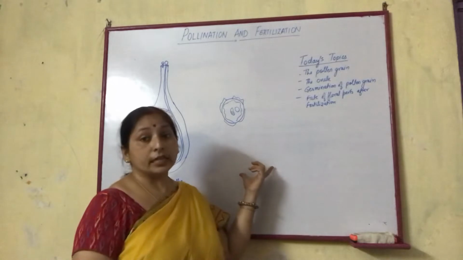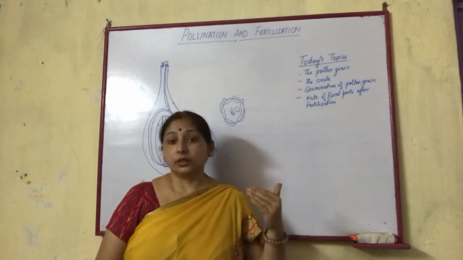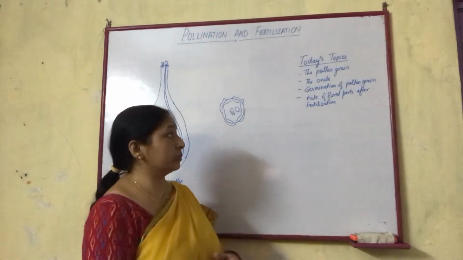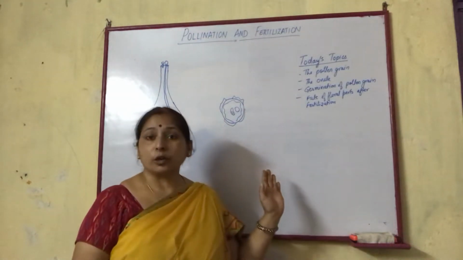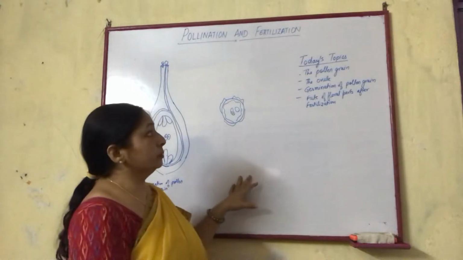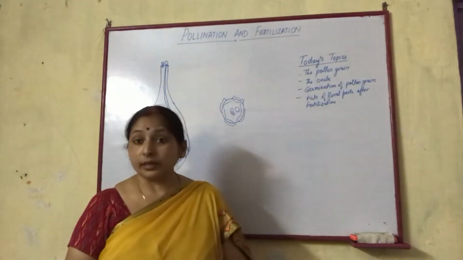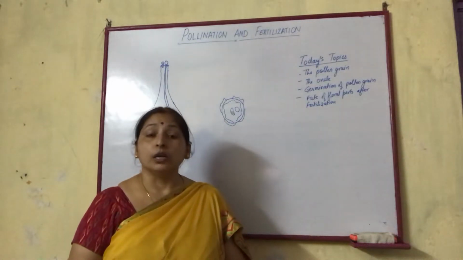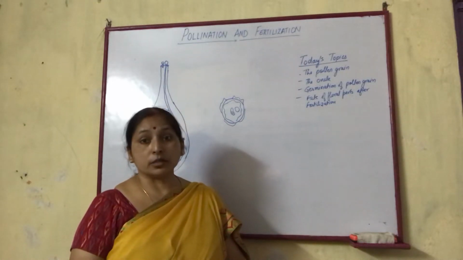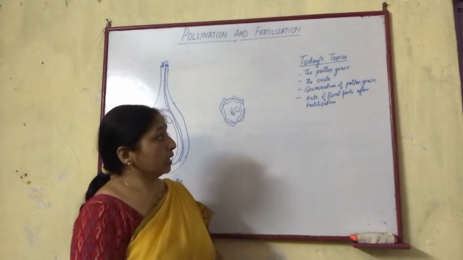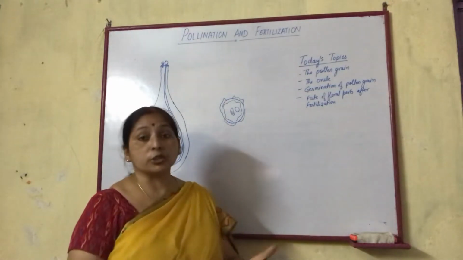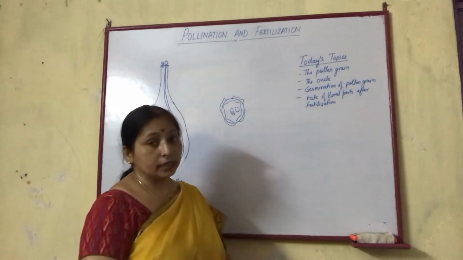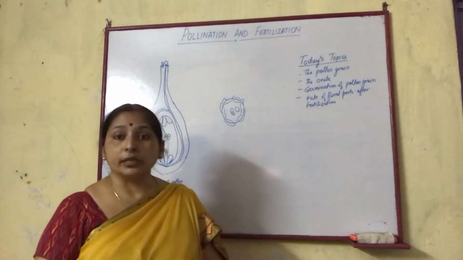After the process of fertilization, the events of fruit and seed formation take place. So this is the last topic of the chapter. Today we will discuss the pollen grains, then the ovule, then the germination of pollen grains. What are the steps involved in the process of germination? Then the last topic is the fate of floral parts after fertilization. So let's start with the pollen grains.